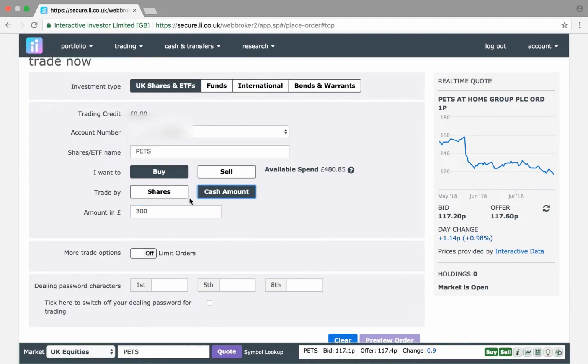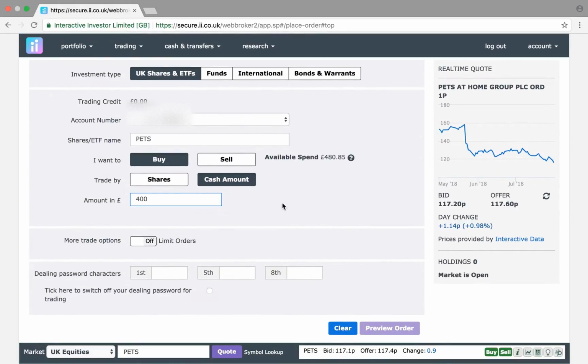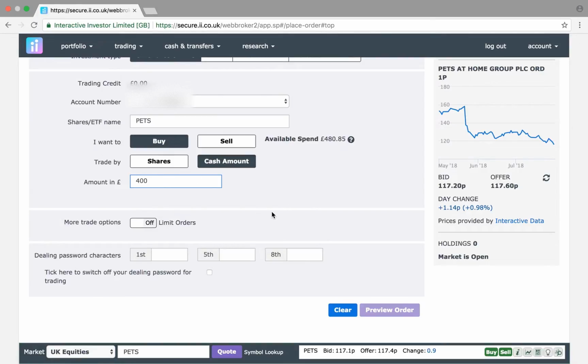But I always go for the cash amount. I usually put £300 a month in, but I've got a little bit extra left over from my dividend payments. So I'm going to be putting in a little bit more this month and get all of that money reinvested into the market. So yeah, I'm going to be putting in £400. You just type in your cash amount. Now what will happen here is, because it's not an exact pound amount, it's going to buy close to £400 but not quite exactly. So when it comes to previewing the order, you'll see that it's going to be about 390, something like that.